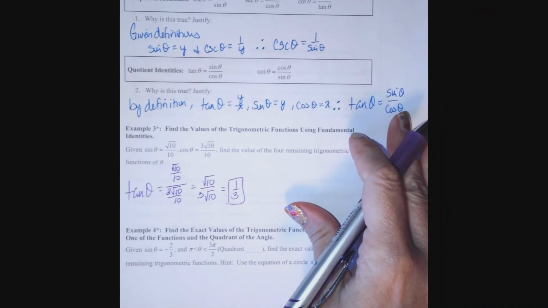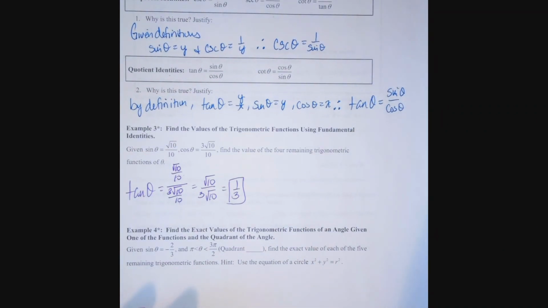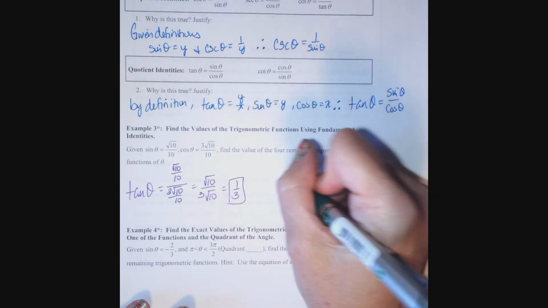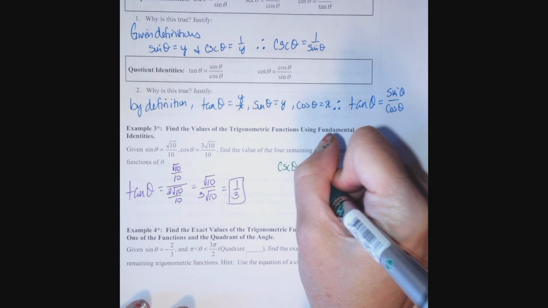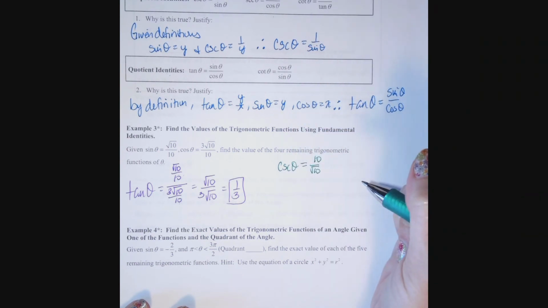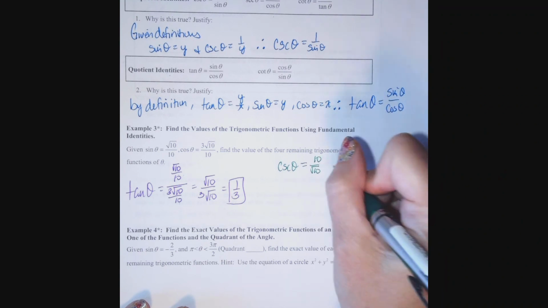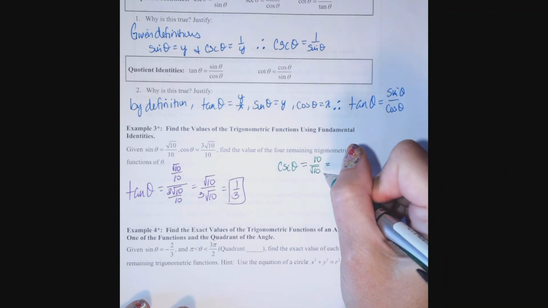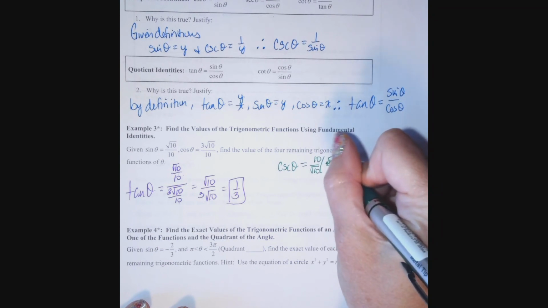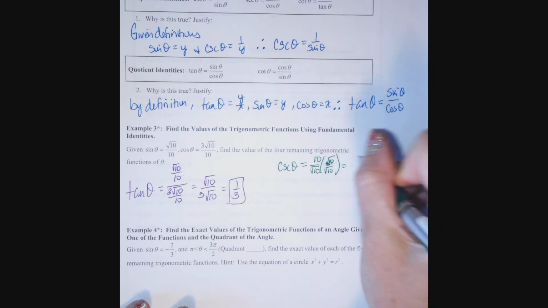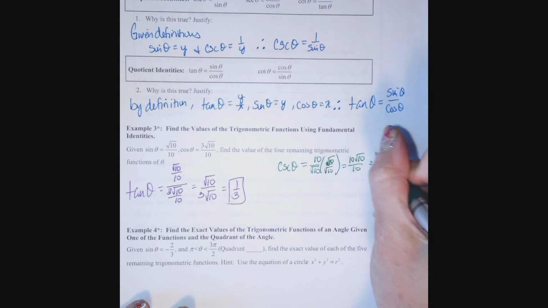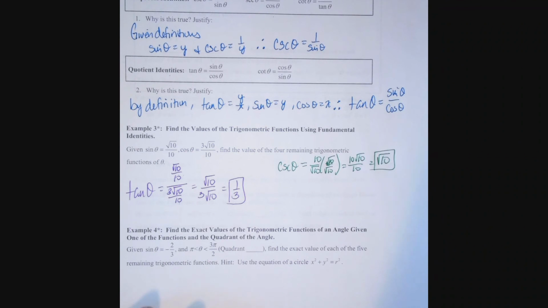So now we need to find our 3 reciprocal functions. Sine theta is square root 10 over 10, so cosecant theta is the reciprocal of that, 10 over square root 10. I need to rationalize that. So I'm going to do times square root 10 over square root 10, which gives me 10 square root 10 over 10 and simplifies to the square root of 10.